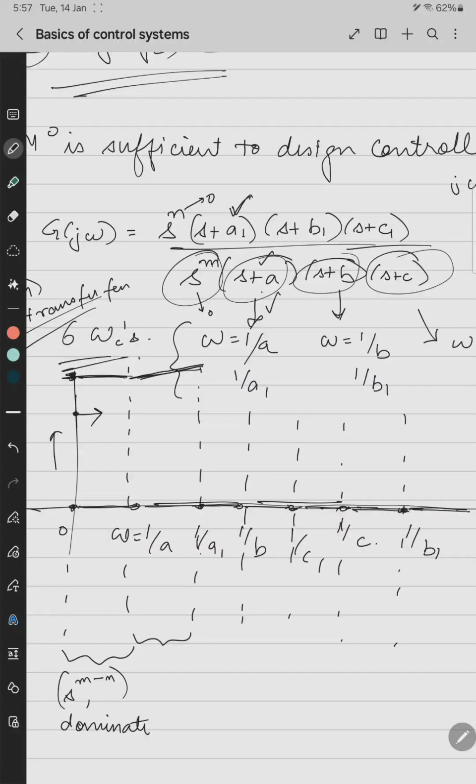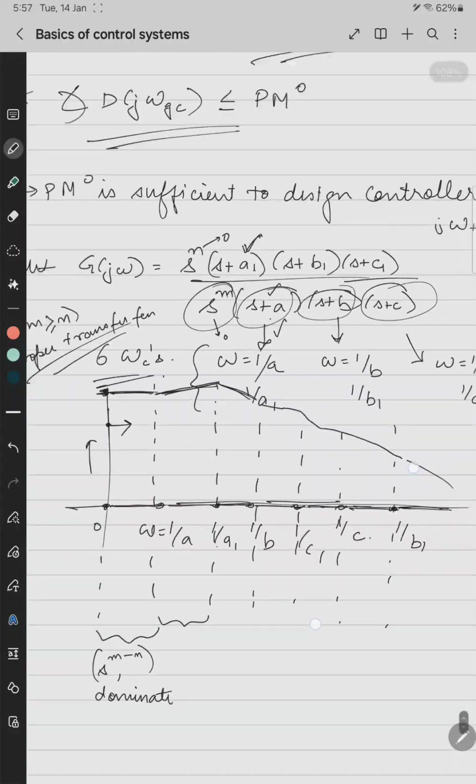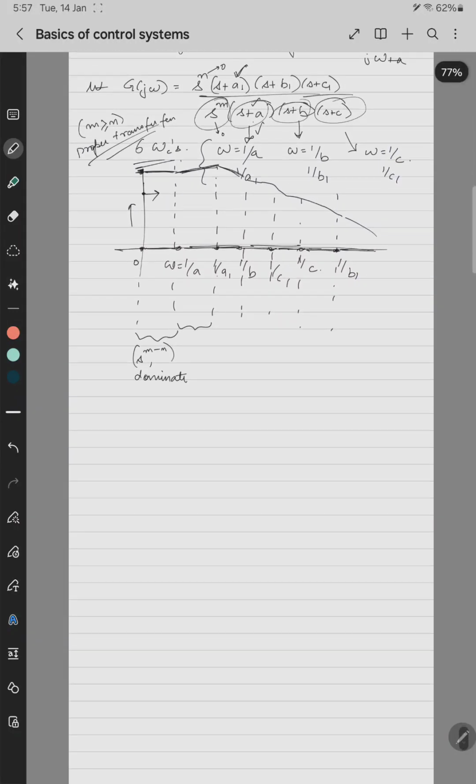And then similarly in the next case, a1 and b, so b is greater than a1, so again the effect of this will be rising like this. So basically the effect of pole will dominate, so it will be falling at the slope of minus 20 decibel per decade. So similarly this is how you have to think and plot the gain plots.